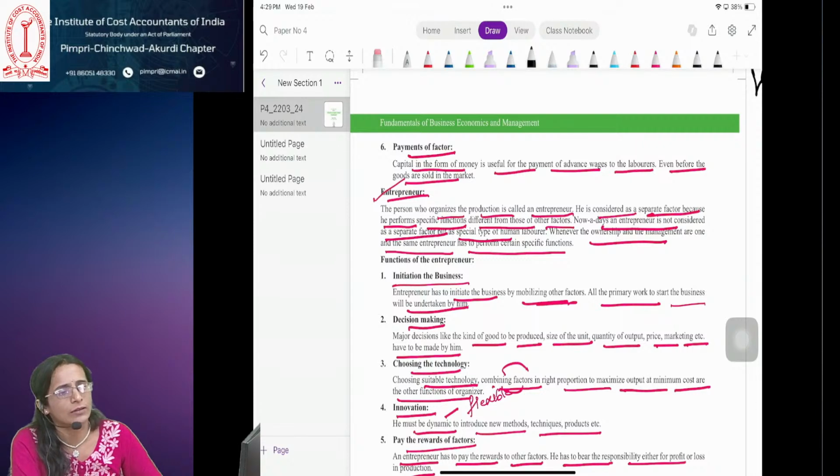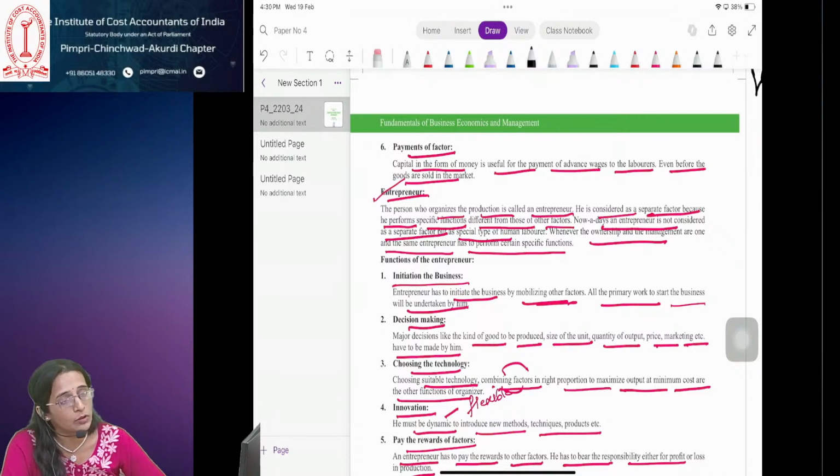Next is payment to factors. So what does capital do? I want to produce some finished goods. I want to purchase raw material. Without capital, can I pay the cost of the raw material that I have purchased? Can I pay without capital? No. I have employed some laborers in my factory. So without capital, can I tell these laborers to work in the first instance if I don't have money? No. The third thing is land. Without capital, can I purchase the land or take the land on rent or lease?